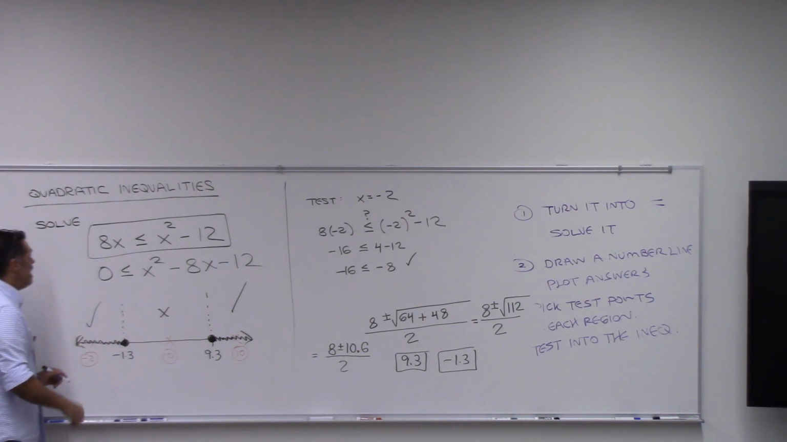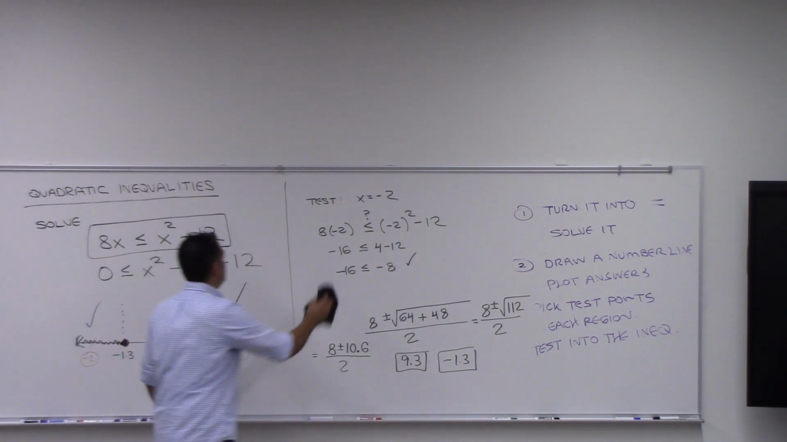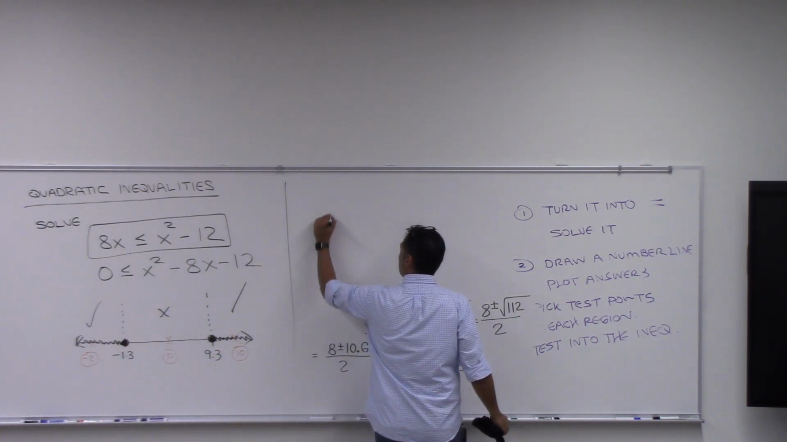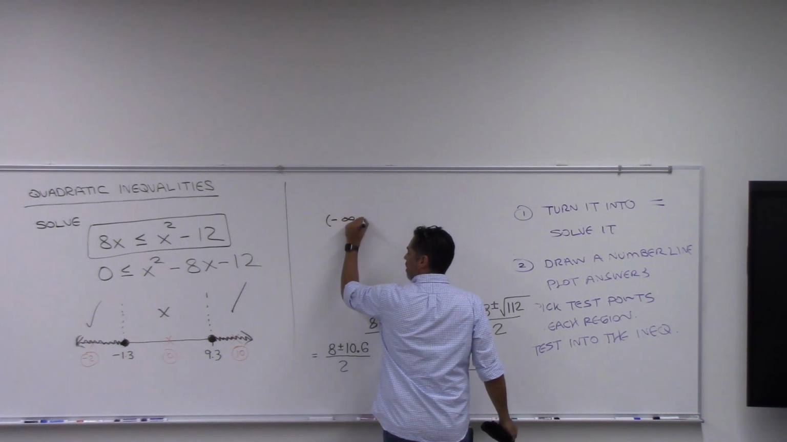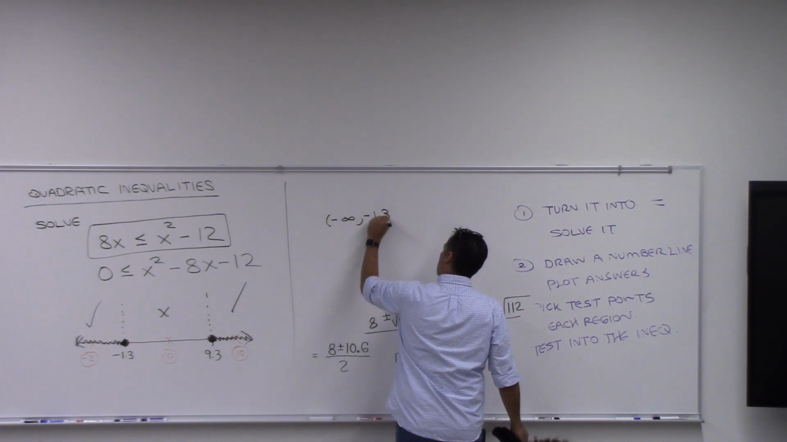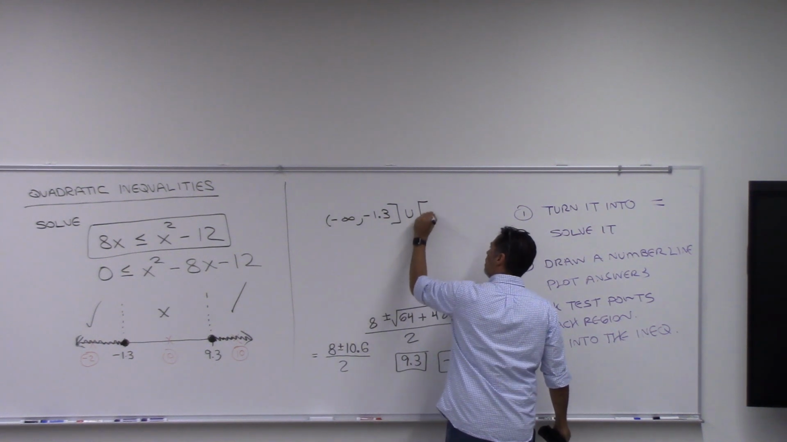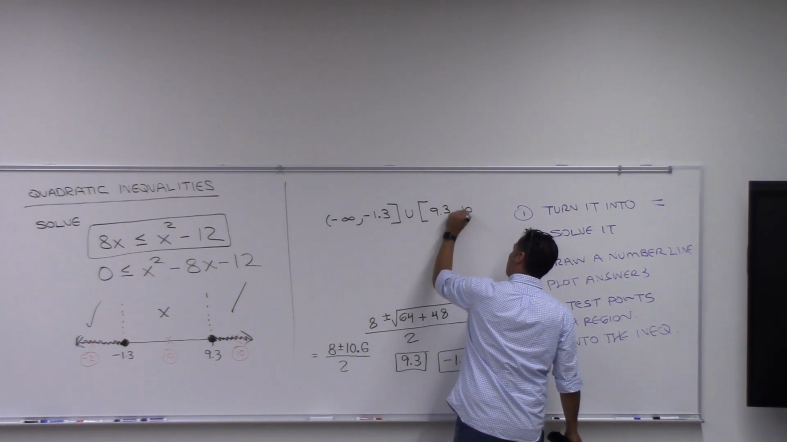And so my final answer to this solution, right, for this quadratic inequality, is negative infinity to negative 1.3 bracket union bracket 9.3 to positive infinity.